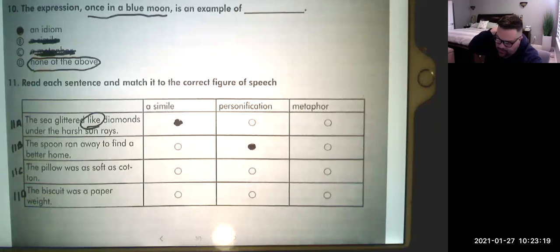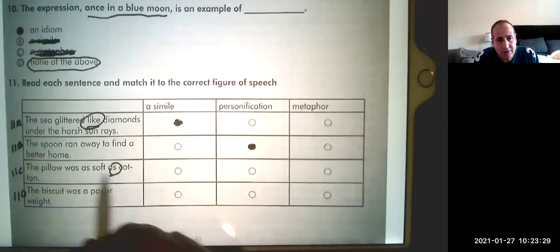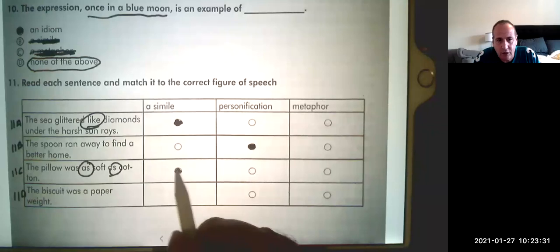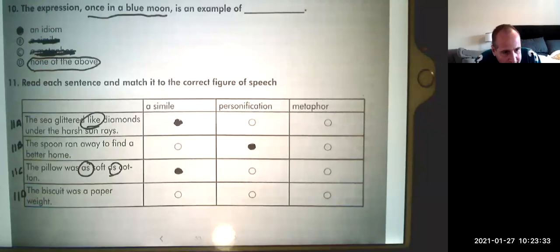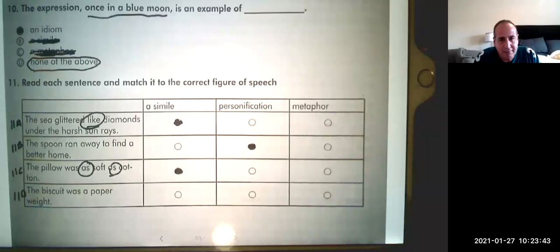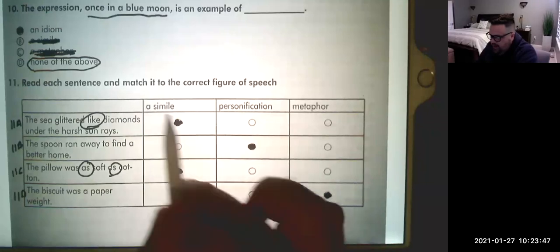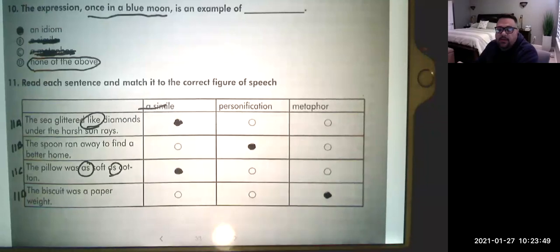Correctamundo. 11C, the pillow was as soft as cotton. Pause. All right, Mr. Spina, what do you think? Like or as. There's as, comparing the pillow to the softness, and we're going to go ahead and use that simile there. And 11D, the biscuit was a paperweight. Pause. All right, Mr. Spina, talk to us about this one. No like or as. Comparing there, that's a metaphor. Yeah, even if that one got you confused, you know like or as, so it eliminates simile, and it's not turning an object into a person, so you would be good.